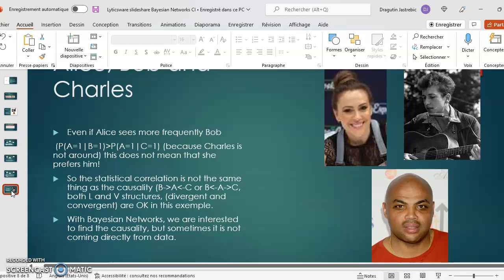So statistical correlation is not the same thing as causality, because with causality we want to understand what is the cause and what is the consequence. With these two structures, L and V, we try to see the cause and the consequences in more detail, and this is not especially related to statistics. And with Bayesian networks, we are interested in finding the causality, but sometimes it does not come directly from data. Okay, that will be all for today.